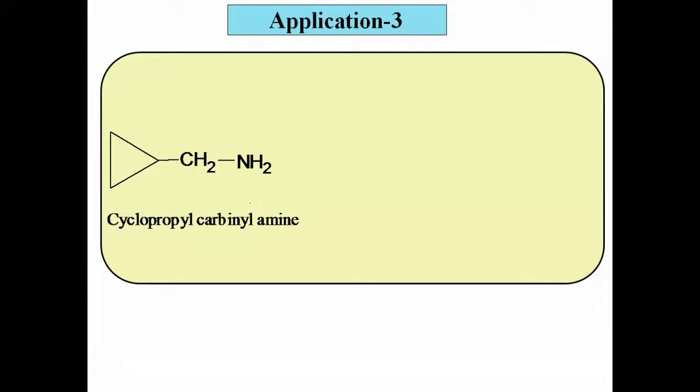This cyclopropyl carbonyl amine, when treated with NaNO2 plus HCl followed by hydrolysis, what should be the expected product? This is an example of a primary amine. Suppose any primary amine is treated with NaNO2 plus HCl, it undergoes diazotization.